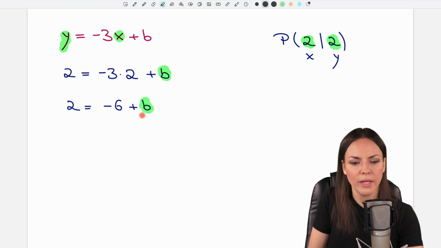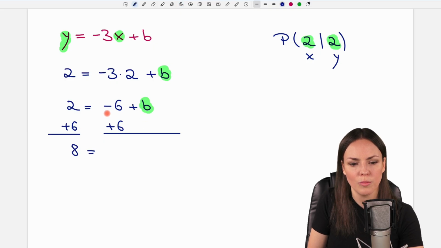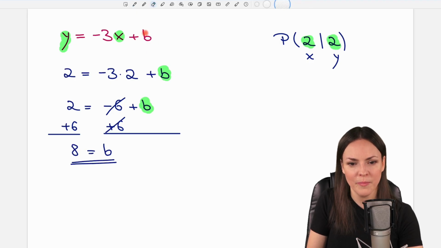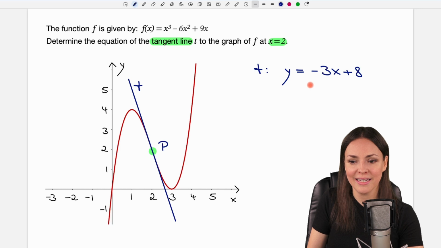And to solve for b, we want to get rid of the negative 6 here. So we add it on both sides of the equation. We have 2 plus 6 on this side, which equals 8. These two cancel out, and we only have our b on this side. b equals 8. We found our b. We can insert the 8 here for our b, and this is the equation of our tangent line. So we go back to the beginning. Here is the equation now of our tangent line, and we solved this problem.